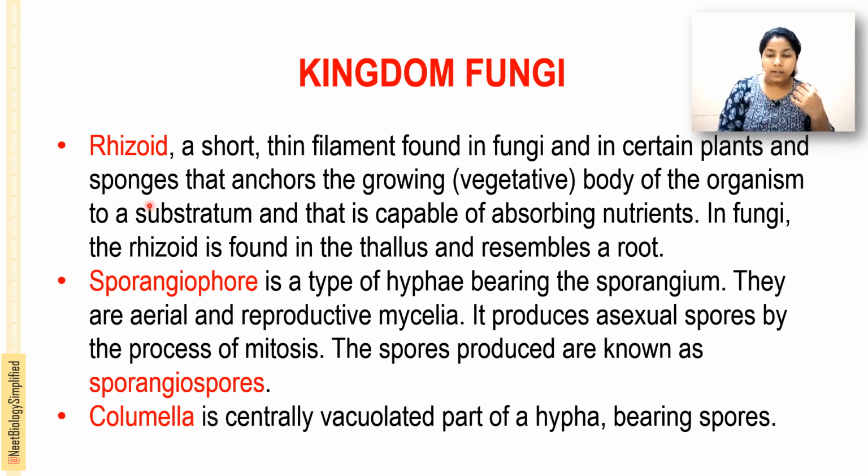Some of the other structures that can be seen in a fungus is the rhizoid. It resembles a root. It is a short, thin filament found in fungi and in certain plants and sponges that anchors the growing body of the organism to the substratum, holding it firmly onto the structure where it is living. The rhizoid is sometimes capable of absorbing nutrients. In fungi, the rhizoid is found in the thallus and resembles a root.